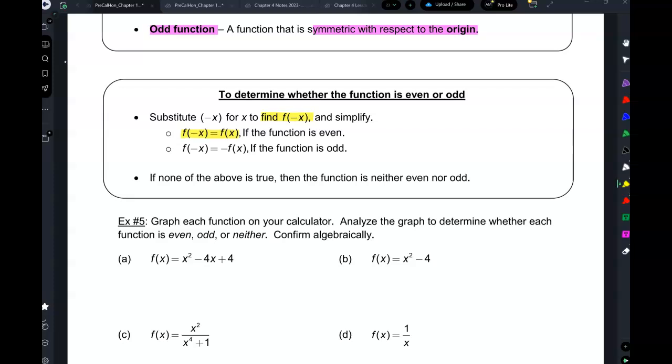Right? Yeah. Go to Hollywood Boulevard and just be like, how do you find even and odd functions? Yes. How do you test for even and odd?